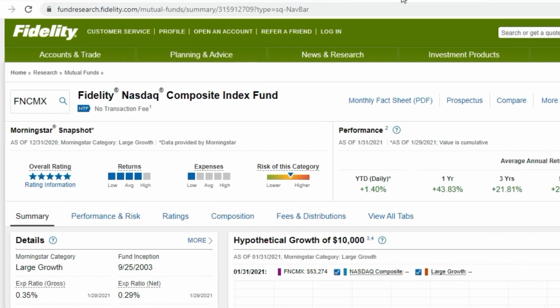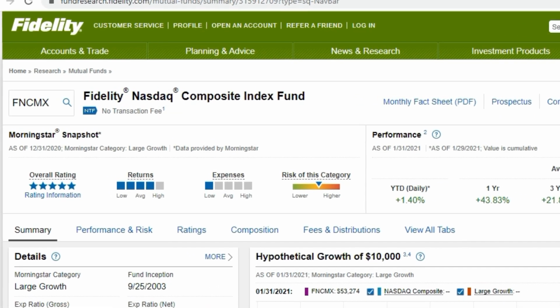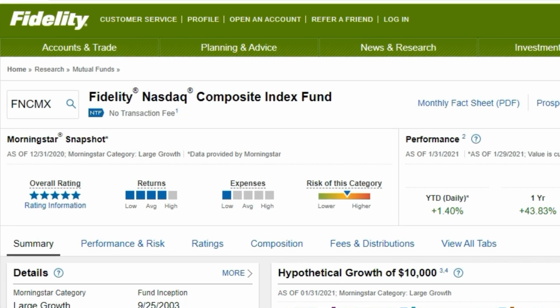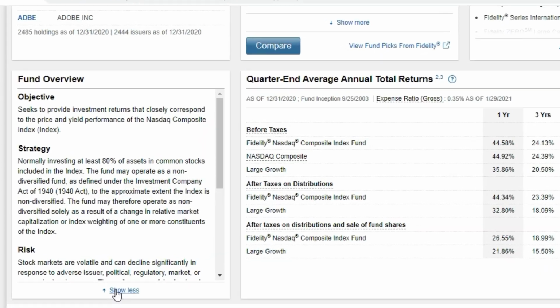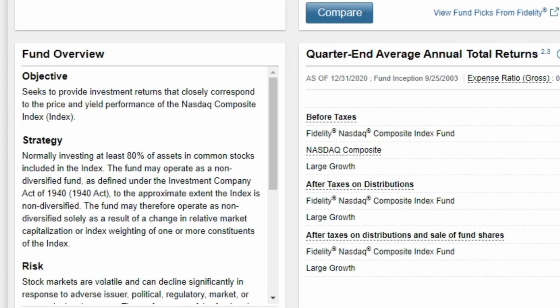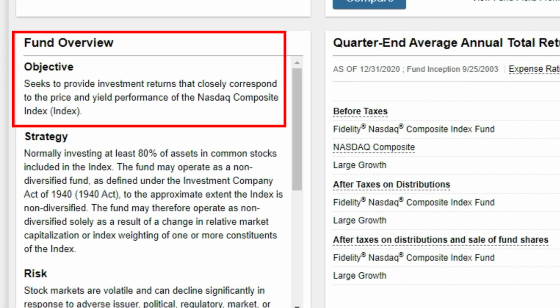And then lastly, we have the Fidelity Nasdaq Composite Index Fund, FNCMX. And I have to apologize, in the last Fidelity video I made, I talked about 6 index fund strategies, and I mentioned that the Fidelity Nasdaq Composite was only an ETF, but I was wrong. There is actually an index fund as well, which is what we are profiling in this video. This fund seeks to provide investment returns that closely correspond to the price and yield performance of the Nasdaq Composite Index.